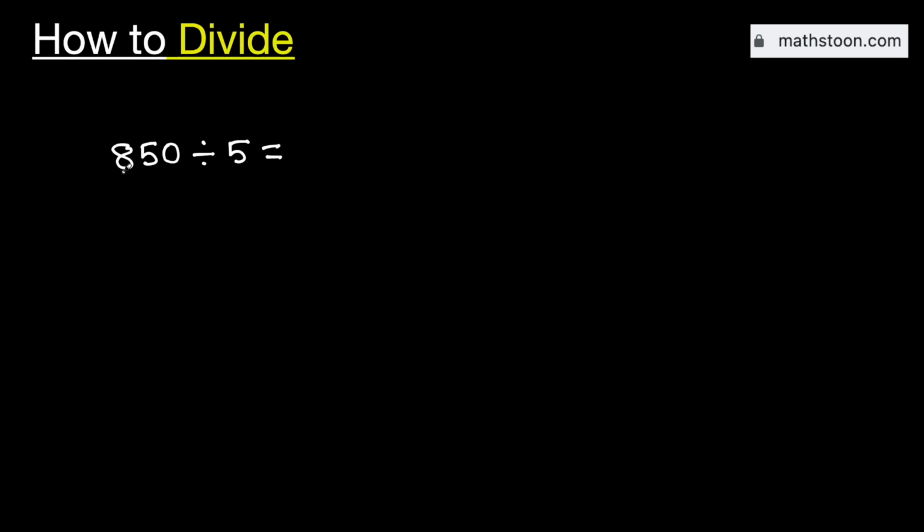Let's learn how to divide the number 850 by 5 using the long division method. Consider the first digit 8. We know that 5 times 1 is 5. Subtract, we get 3. Now 3 is less than 5. That is why we need to bring down this number 5 here.